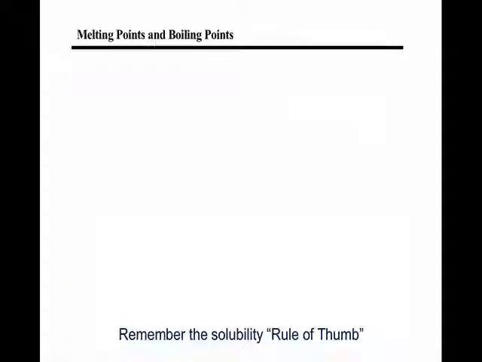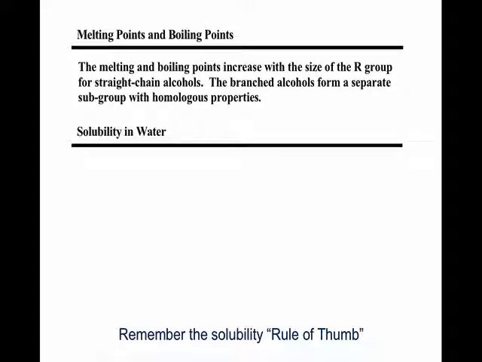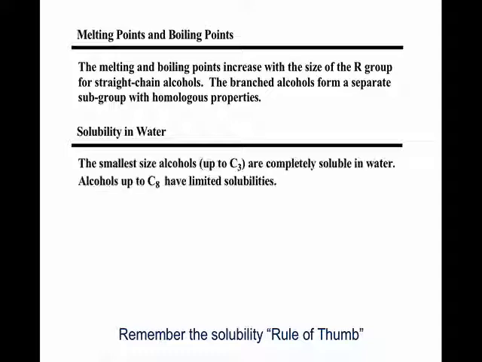particular molecule, okay? Melting points and boiling points of alcohols and ethers, okay? As we increase the size of the R group for what we're going to call straight chain alcohols, you can expect their melting and boiling points to increase. The more carbon we add, the higher the boiling point, basically. Okay? And so solubility in water, right?